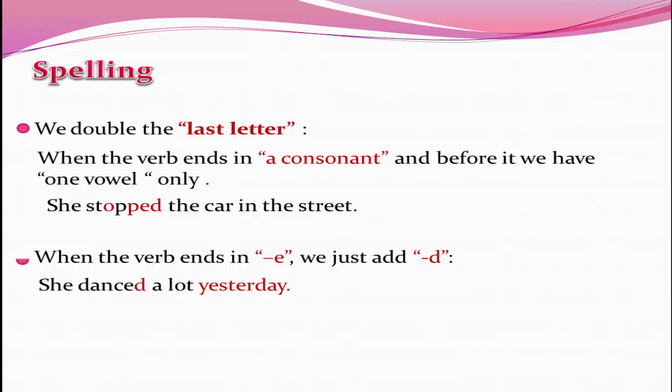Another thing you have to pay attention to is that we double the last letter when the verb ends in a consonant, and before it we have one vowel only. She stopped the car in the street. Notice the last letter is P, and P is not a vowel, it's a consonant. Before it we have one vowel, so we double. When the verb ends in E, we just add D. She danced a lot yesterday.